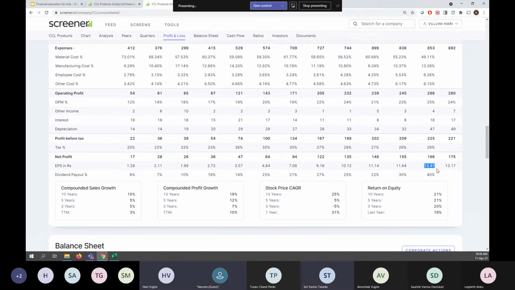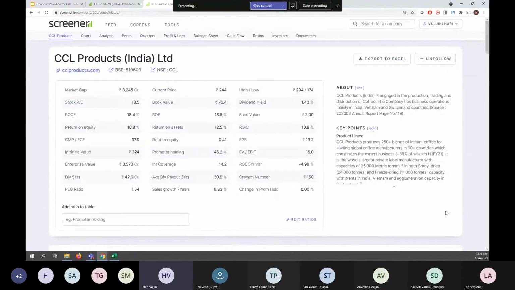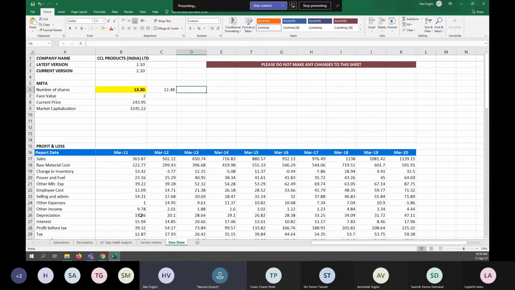How do you get how many shares the company has outstanding? In the case of Screener, you have a feature called export to Excel. When I export it to Excel, I get this number of shares. There is a sheet called data sheet when you export, and it gives me the number of outstanding shares. And remember, it may not be the same for other companies.